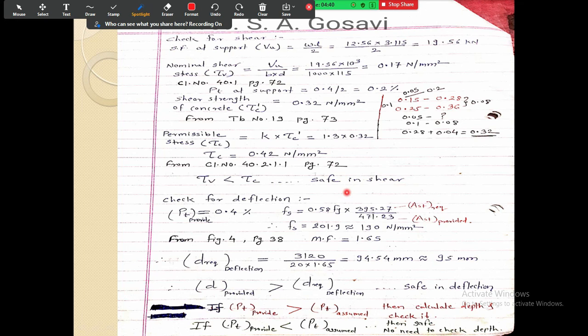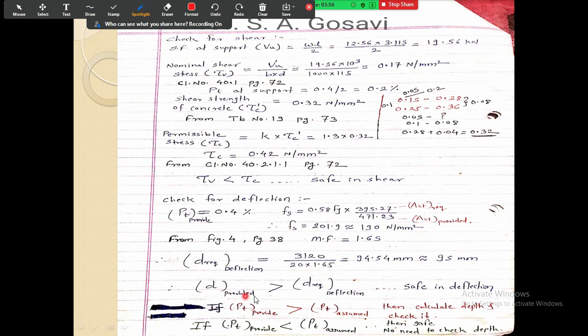This is the thing. Now next is the check for deflection. So the percentage of steel provided is 0.4%. Again the same things are calculated. Fs is equal to 0.58 Fy. This is AST required and this is AST provided. So this time the value of Fs is 190. From that again the modification factor is calculated, and D required for deflection is calculated as 94.54, which is 95 mm. So to fulfill the deflection criteria, your depth should be 95 mm, but you have provided 115 mm.